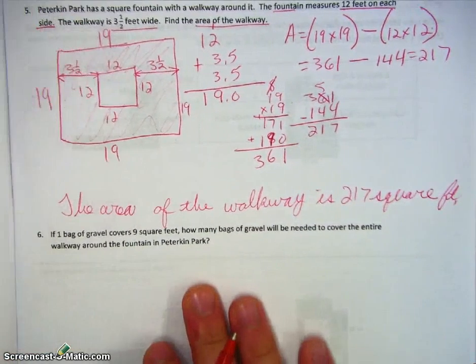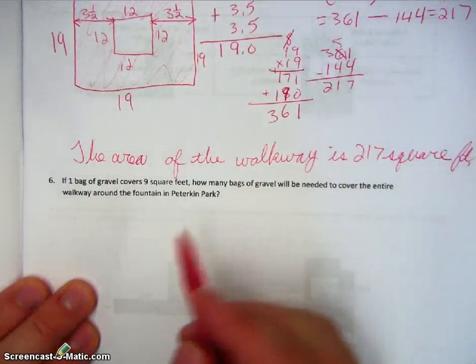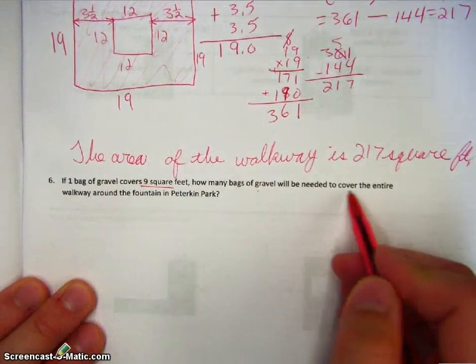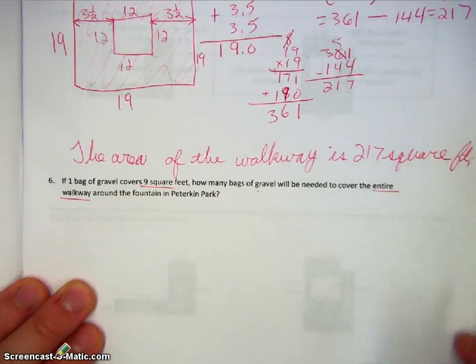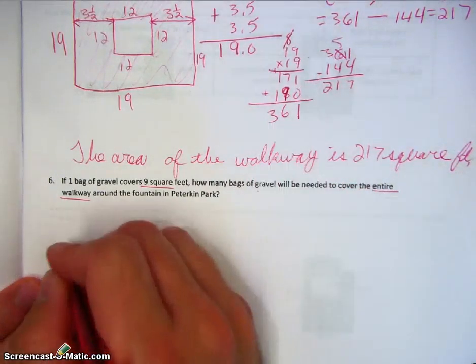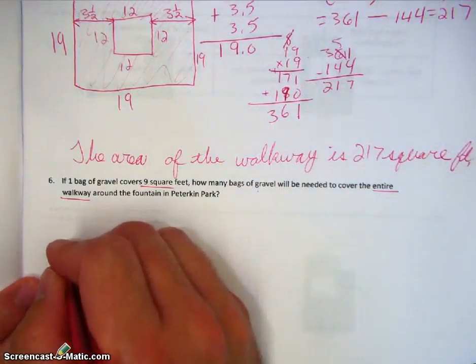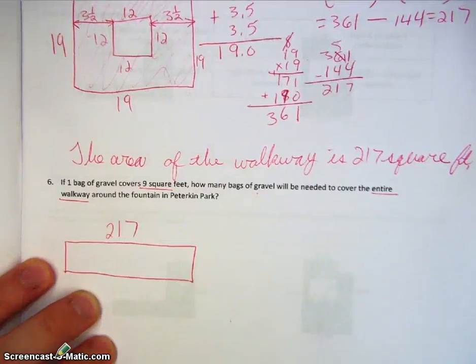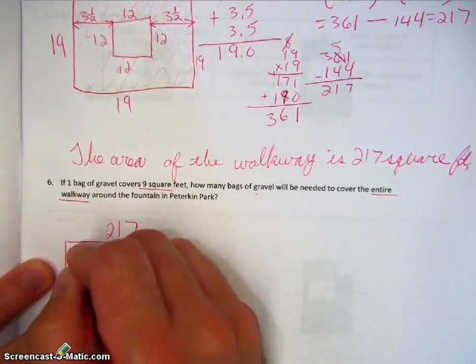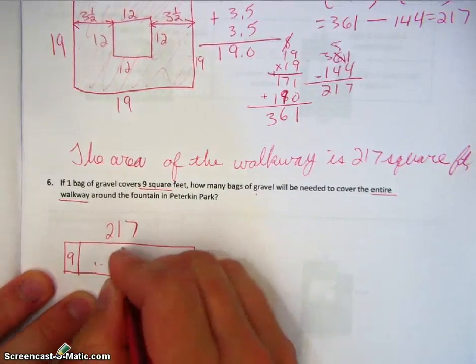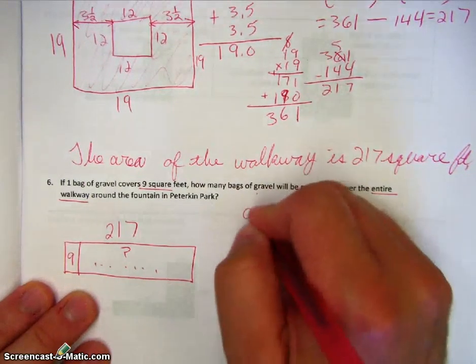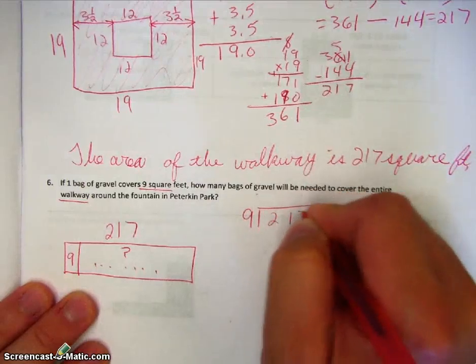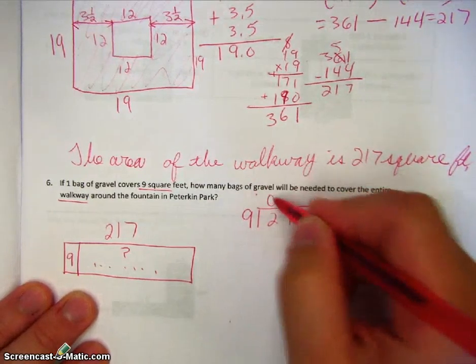Okay, number 6, if one bag of gravel covers 9 square feet, okay, how many bags of gravel will be needed to cover the entire walkway around the fountain in Peterkin Park? Okay, so now we're going to use what we have from number 5. So now we think about a tape diagram. Well, we have a total square footage of 217. Now each bag is going to cover 9. We need to know how many of those bags we need. So what we're going to do here is divide 217 by 9. Okay, so we divide this out.